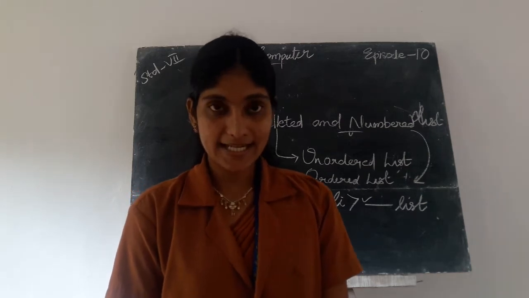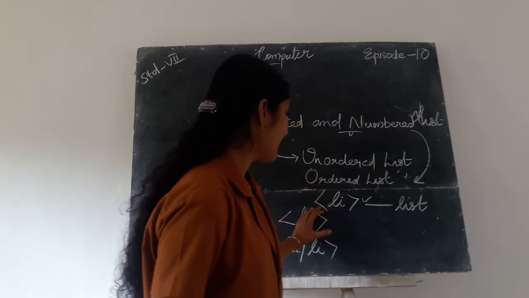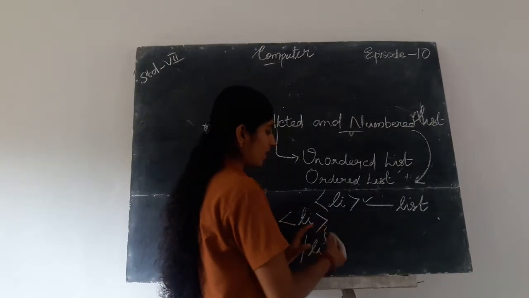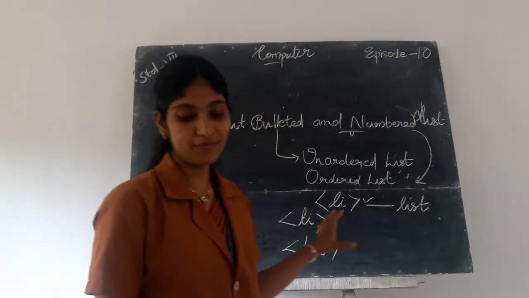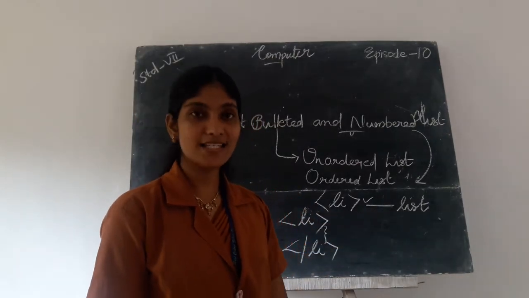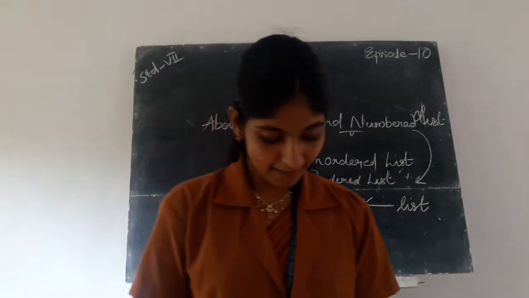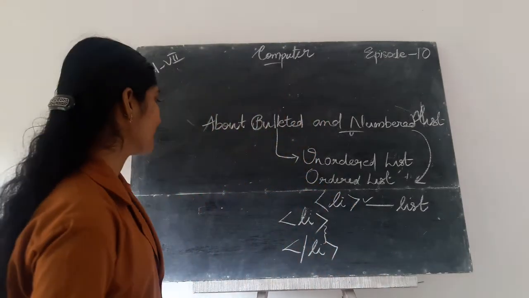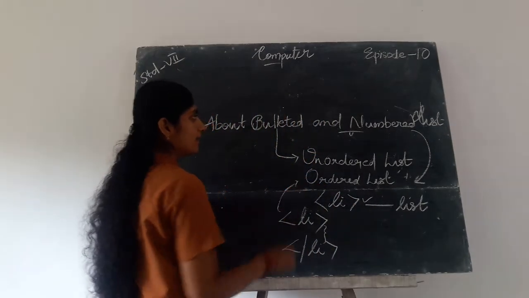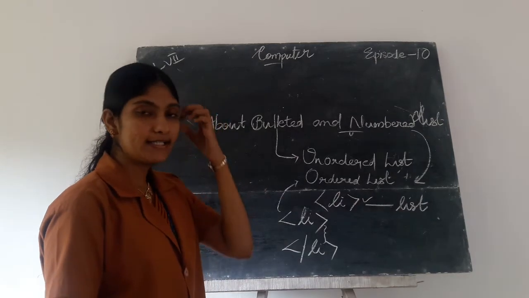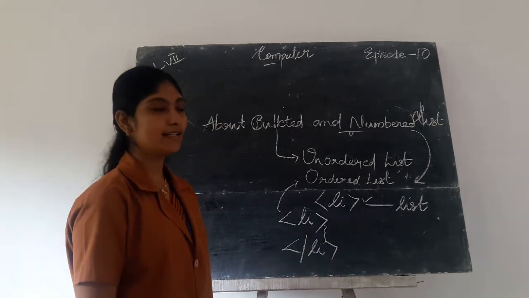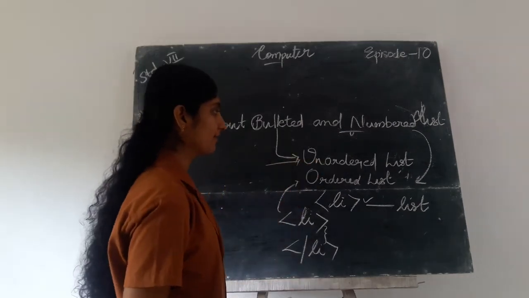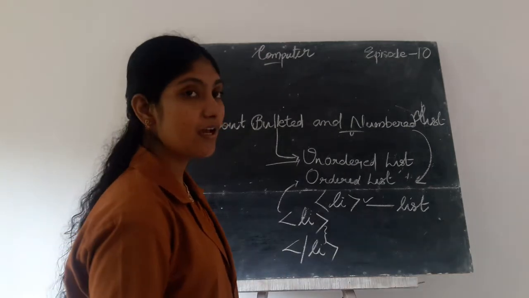Then the text enclosed between the pair of list tags becomes the items in the list. So for example, before that let me classify the two types of list. What are they? Bulleted or unordered list and numbered or ordered list. So see, unordered list is represented using the letters UL.